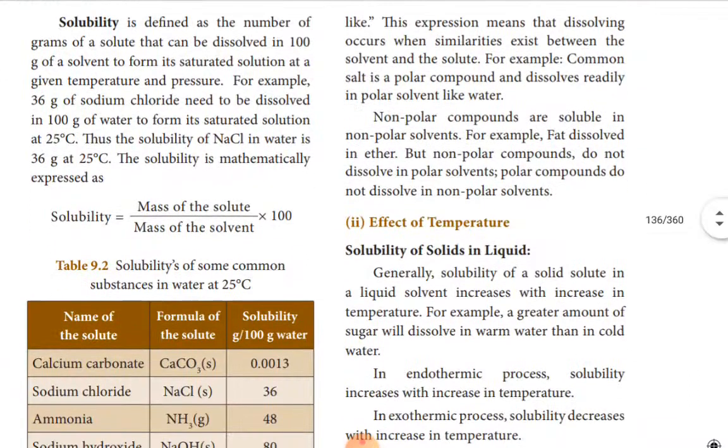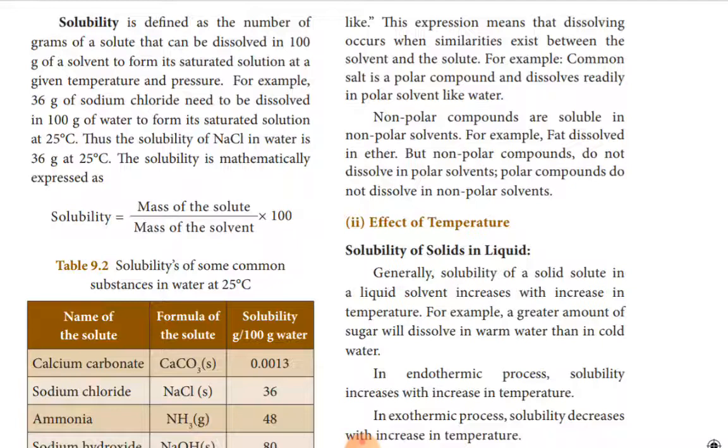Then the second factor, effect of temperature. How temperature influences the solubility of a substance. Generally, the solubility of a solid in a liquid solvent increases with increase in temperature. For example, a greater amount of sugar will dissolve in warm water than cold water. So when a solid dissolves in a liquid, it depends upon the temperature. At normal temperature, for example, 36 gram of sodium chloride can be dissolved in 100 gram of water at 25 degrees Celsius.